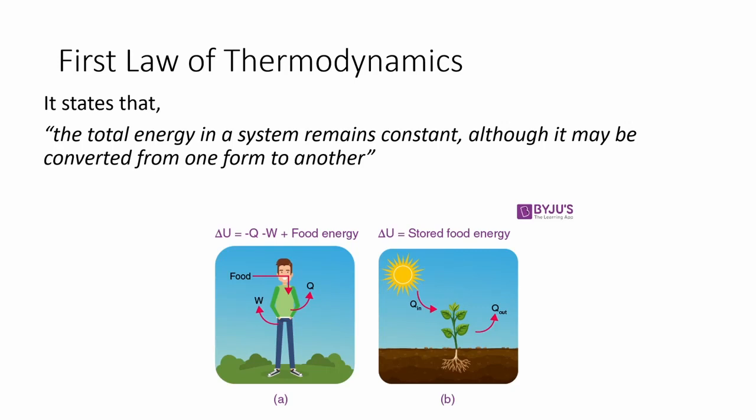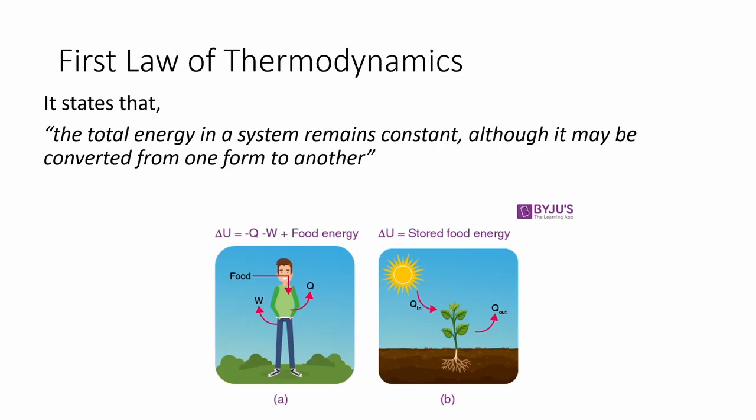The first law of thermodynamics can be stated as, the total energy in a system remains constant, although it may be converted from one form to another. It is a form of conservation of energy. For example, when we eat food we convert it to a form of work, heat, or store it in our bodies and use it later.